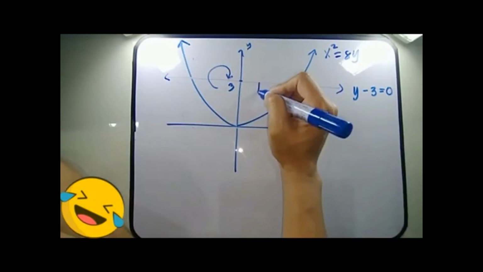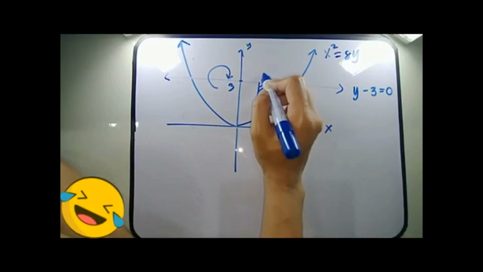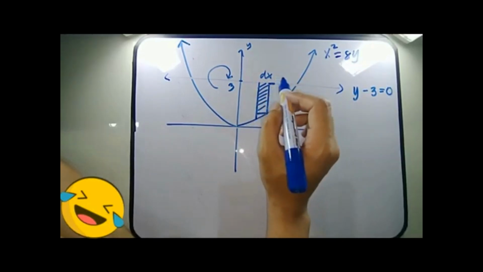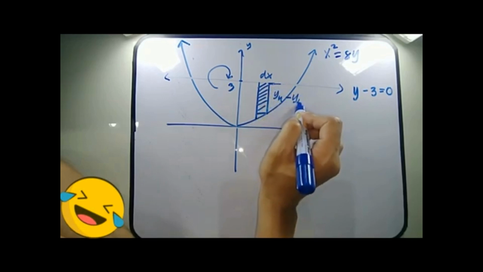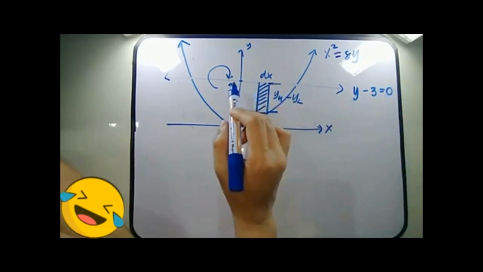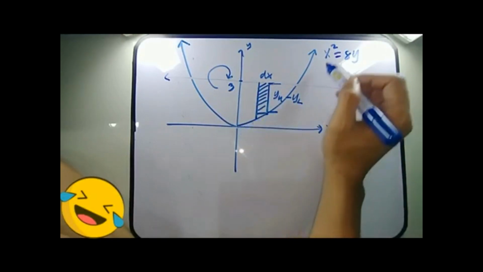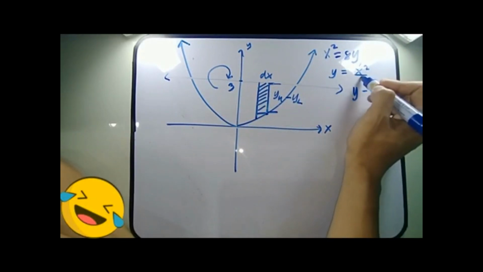So, our strip, guys, will be vertical. So, this is differential of x. So, this distance is y upper minus y lower. So, our y upper, of course, is y equals 3. Our y lower is the one that hits the parabola. So, this will be y equals x squared all over 8.